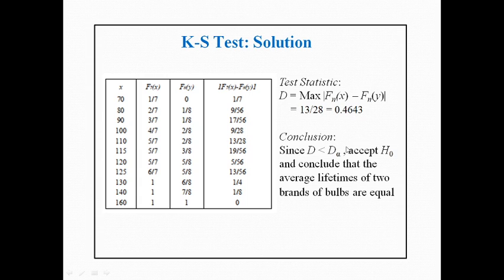This calculated value is less than the critical value. Already we have said that the critical value is 0.53. So we fail to reject H naught, that means we accept H naught, and we conclude that the average lifetimes of the two brands of bulbs are equal. There is no significant difference between the average life of these two brands. Okay, so this is the Kolmogorov-Smirnov test.